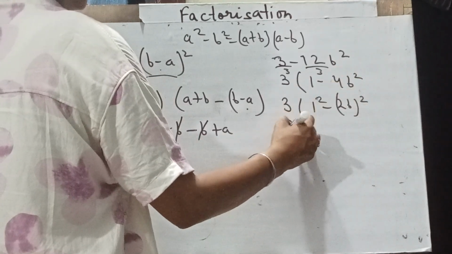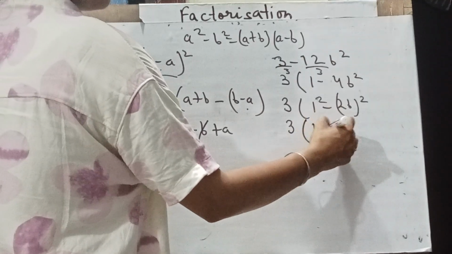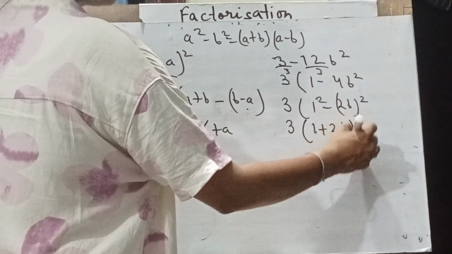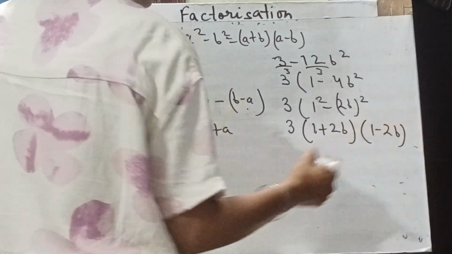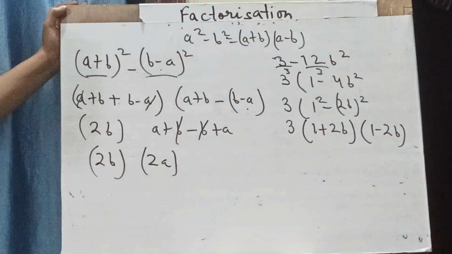Now we have got our a and b. So the answer will be 1 plus 2b, where a and b are 1 and 2b, and 1 minus 2b. This is our answer. This is done.